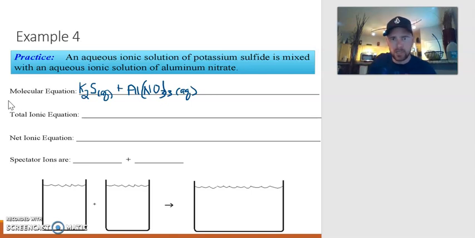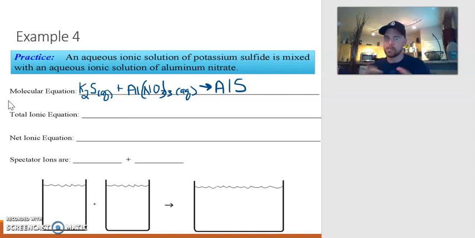Okay, so let's predict the products. Let's see what we've got going on here. The potassium and the aluminum are going to switch spots. It doesn't matter what order you write it in. Let's say the aluminum is going to come over here and bond somehow to the sulfur. Notice all I do is just bring over the elements.